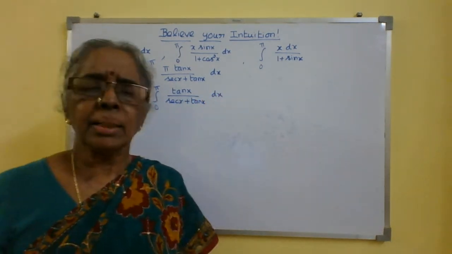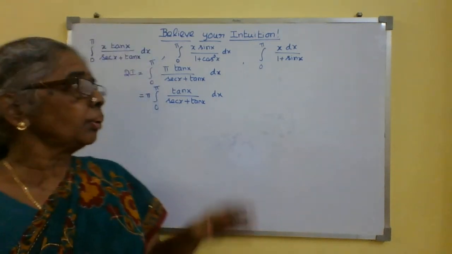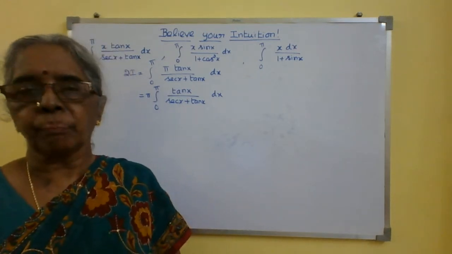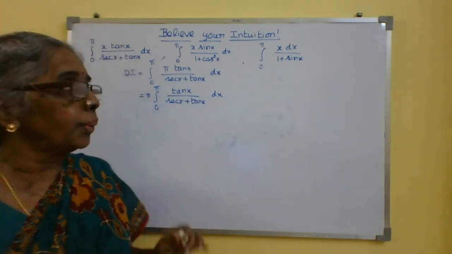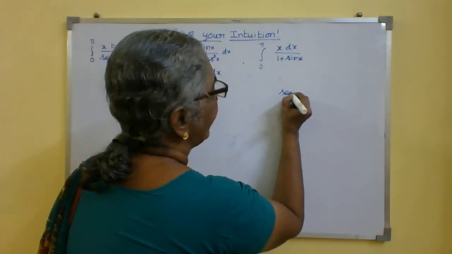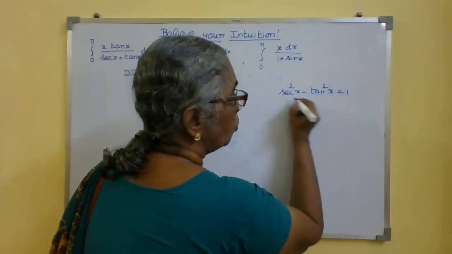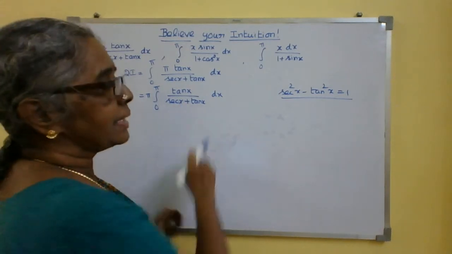Now actually I can integrate it in two different ways. One is you can express everything in terms of sine and cos and then you can integrate. But now let us use one basic trigonometric identity. You remember, secant squared x minus tan squared x is equal to 1. This is one basic trigonometric identity. I have a secant x plus tan x here.